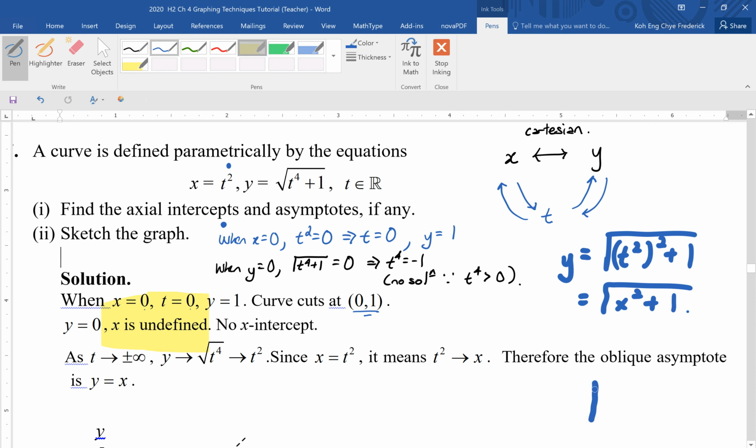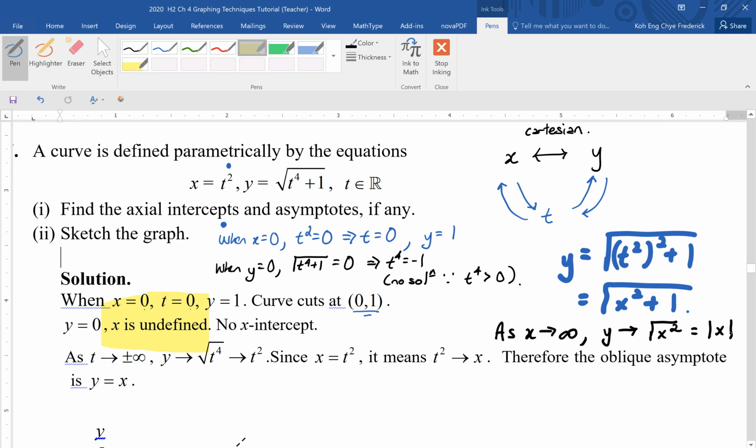So in fact you can pull out the argument that as x goes to infinity, 1 is negligible, so y will approach the square root of x squared. And the square root of x squared is actually equal to the modulus of x, not just x.